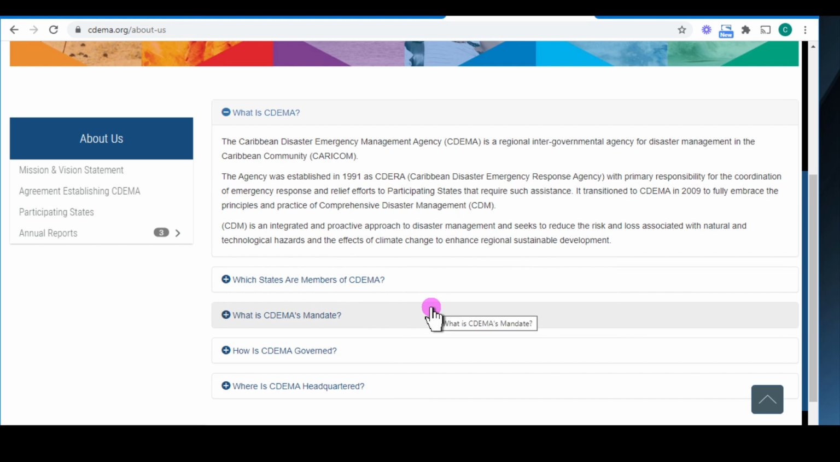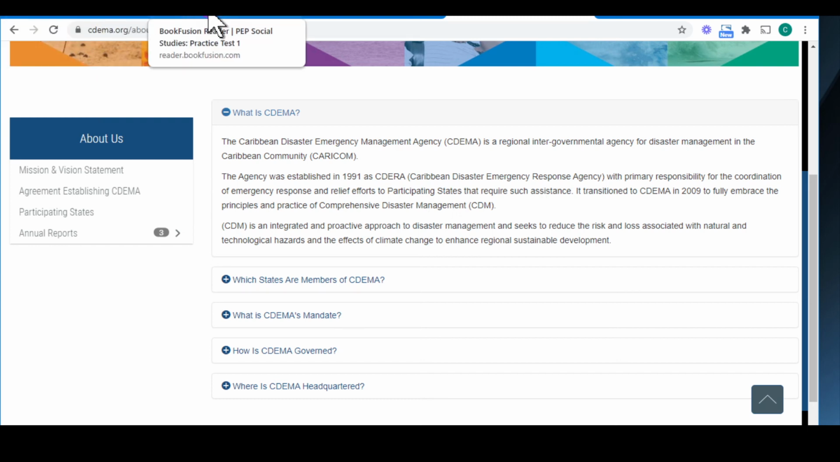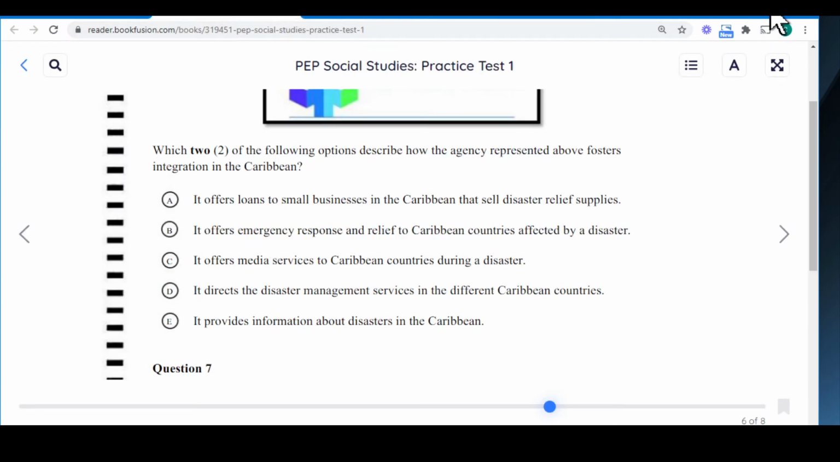And we have more information on CDEMA there. All right, so let's jump back over to our questions. All right, so we know what CDEMA is there.